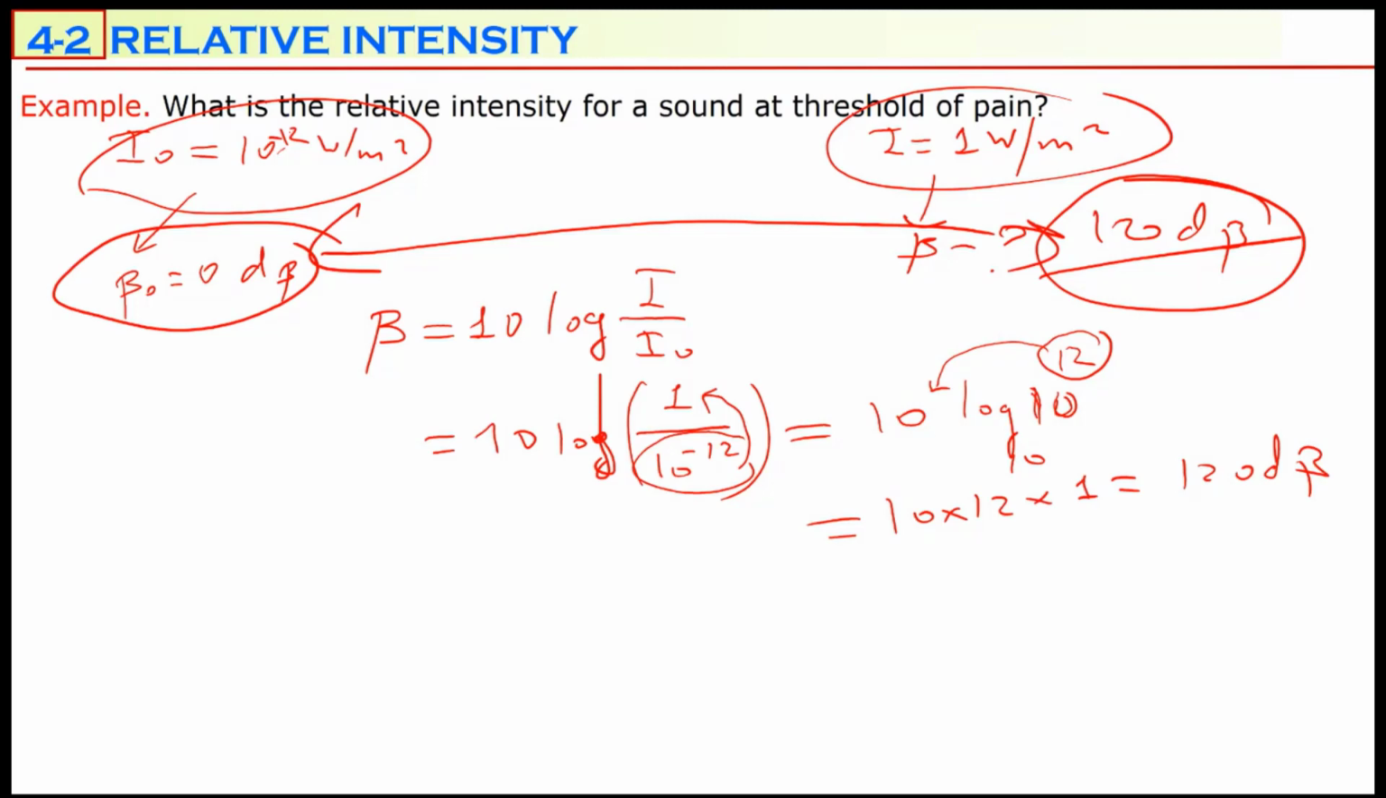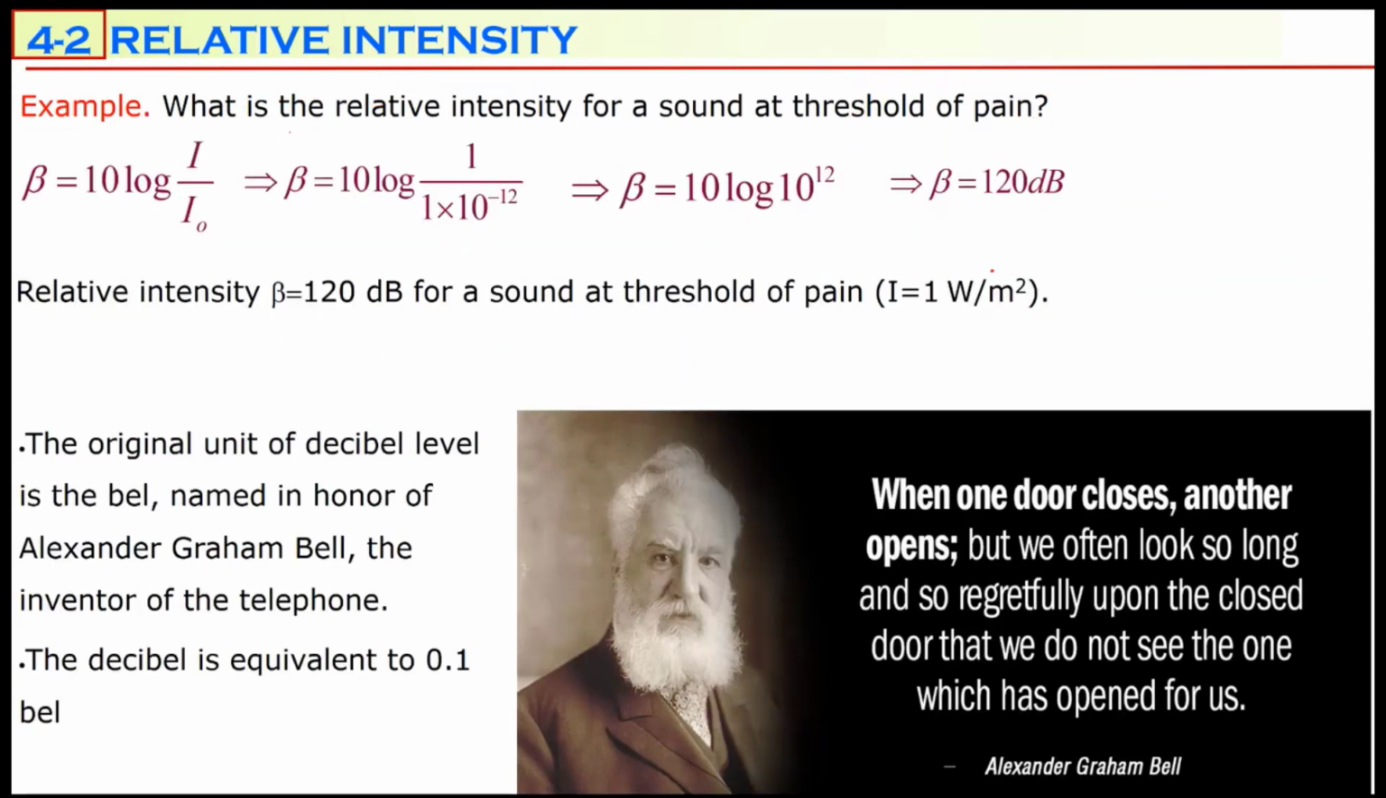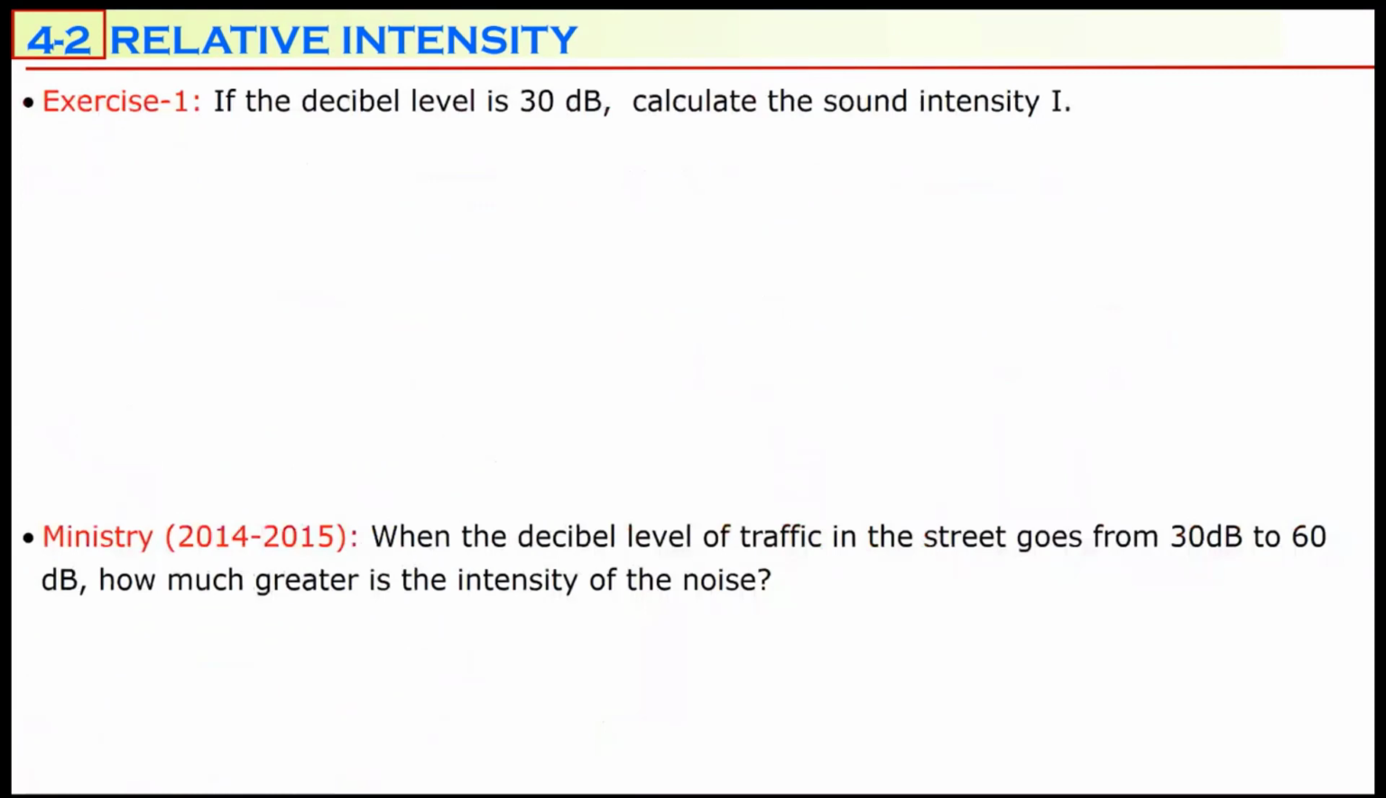They can directly ask you in the exam. Which of the following is the relative intensity or decibel level for the threshold of pain? It is 120 decibel. Which of the following is the relative intensity or decibel level for the threshold of hearing? 0 decibel. The original unit of the decibel level is the bel, named in honor of Alexander Graham Bell, the inventor of the telephone. But later this bel was converted to decibel. So 1 decibel is equal to 0.1 bel. And we are also going to calculate from decibel level to sound intensity. From sound intensity to decibel level, you just write the value of I into the equation. What if the decibel level is given and they want you to calculate the sound intensity or wave intensity?